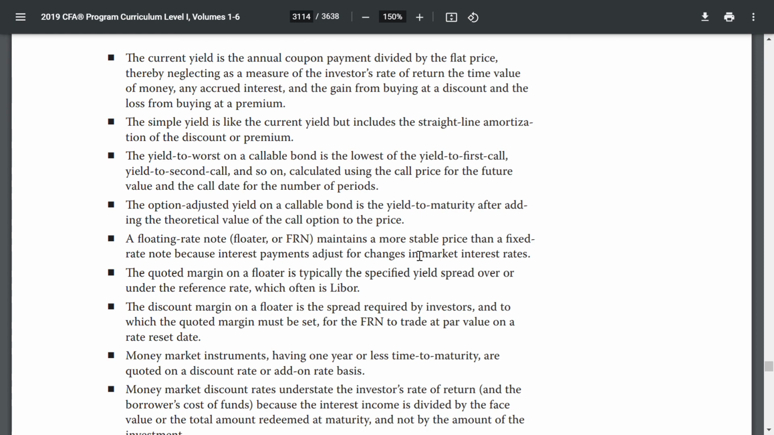Calculations are done using the call price for the future value and the call date for the number of periods. The option adjusted yield on callable bonds is the yield to maturity after adding the theoretical value of the call option to the price.